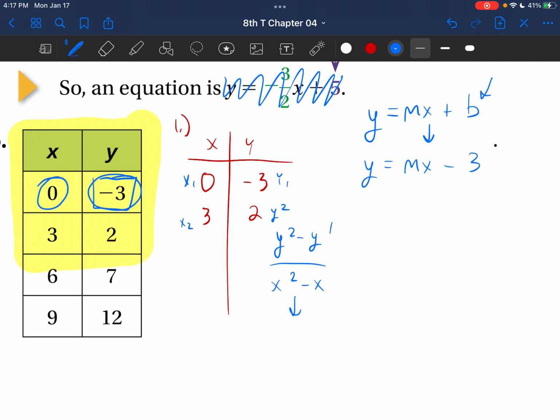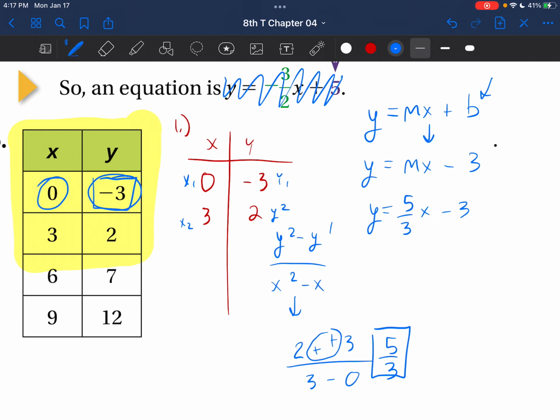I do want you to write both of these down, so please have both of these versions down just so that you know how to solve this. So let's plug these in. We have 2 minus a negative 3 over 3 minus 0. What do we got? 5 over 3. So it looks like we found our slope is 5 over 3. By the way, that was a double negative. So your equation should be 5 over 3 x minus 3. That's one way to solve it, is by using the formula to find your slope.